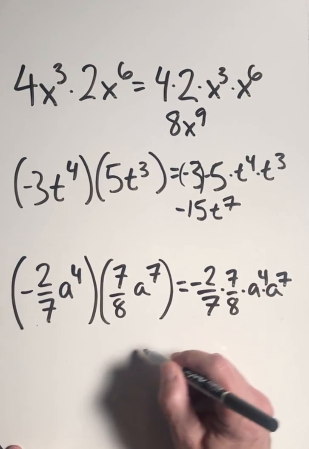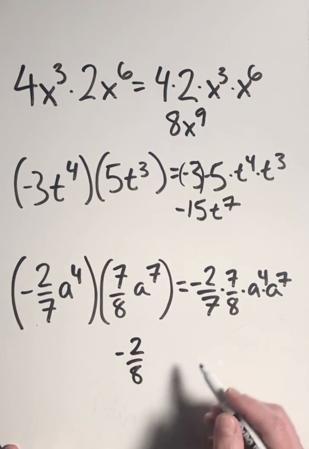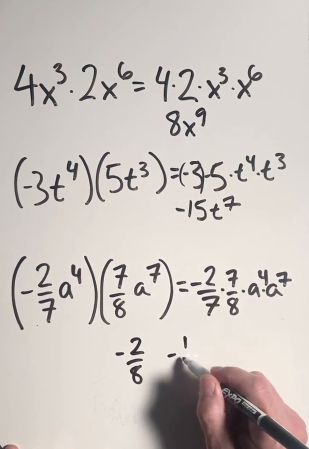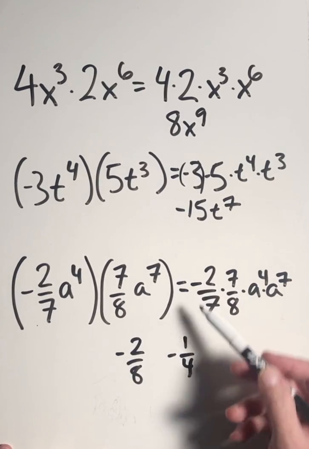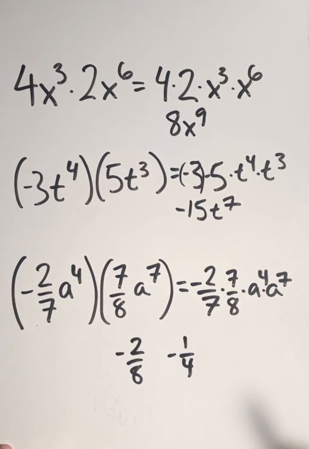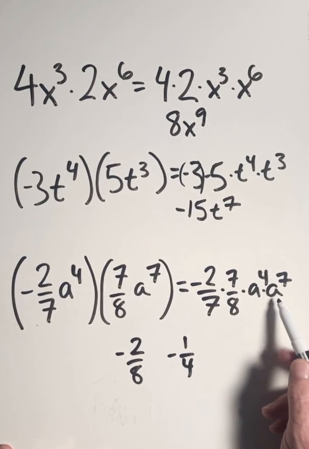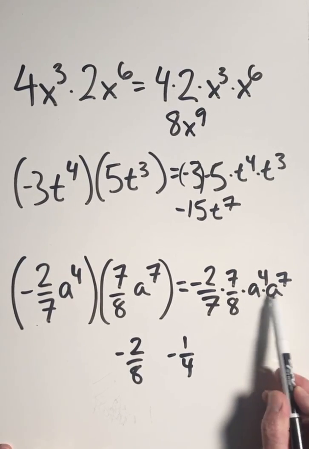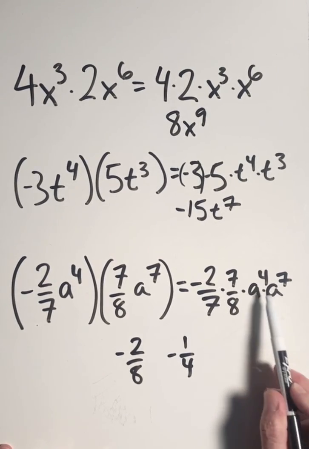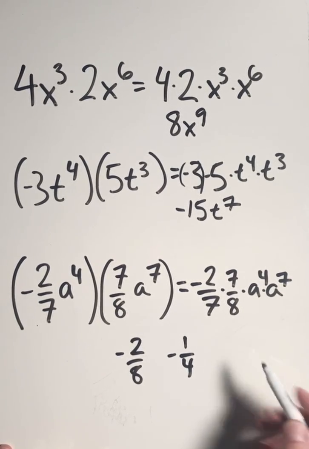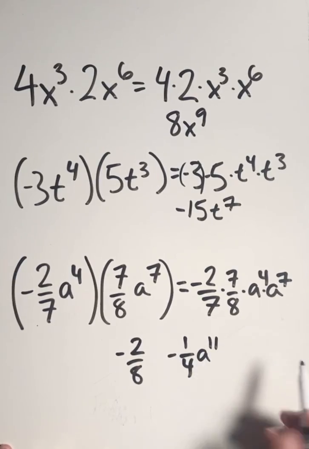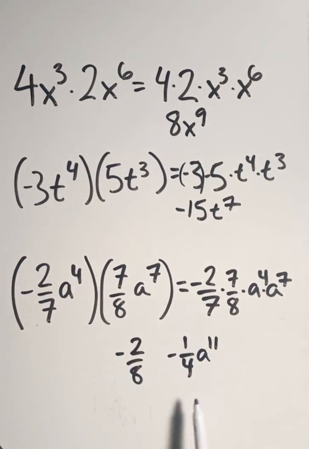So this will really be -2/8, which simplifies to -1/4. And now when I rewrote the fraction, I put the negative out front just like it was here. That's just a way to be consistent. A to the 4th times a to the 7th. Again, multiplication is repeated addition, so when I'm multiplying exponential expressions with the same base, I'm going to add the exponents. So this process would simplify into -1/4 a to the 11th power.